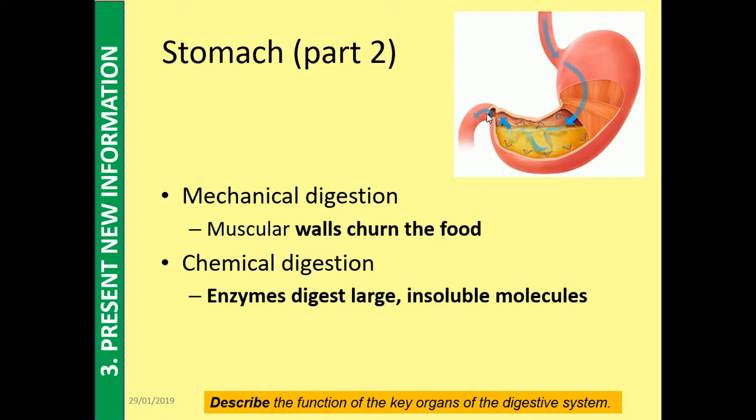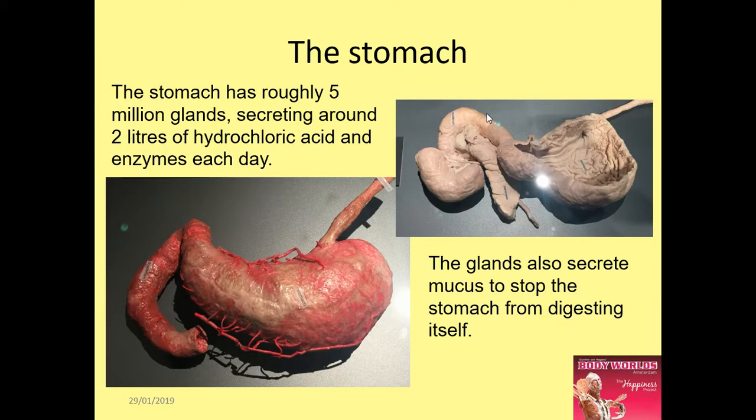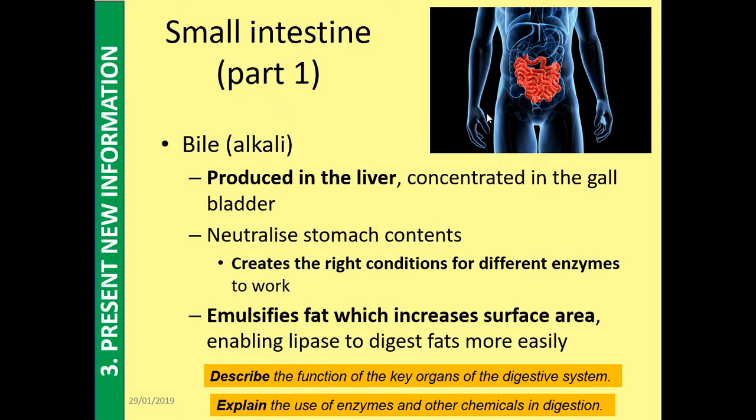Chemical digestion, we've got those enzymes, which remember we said we've got the large insoluble molecules becoming small soluble molecules. And one of the examples of the enzymes in the stomach is the protease enzyme pepsin. Okay, let's move on. So here are some pictures of the stomach, just for interest's sake. And now we're moving on to the small intestine.